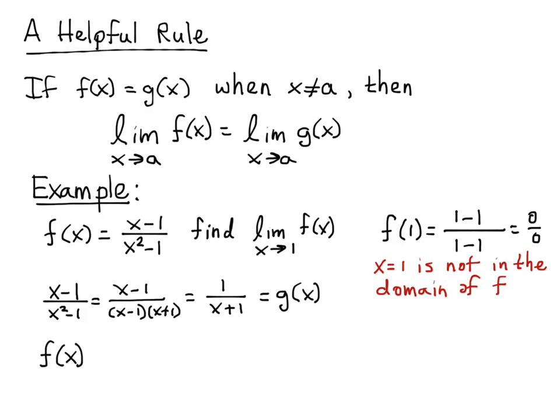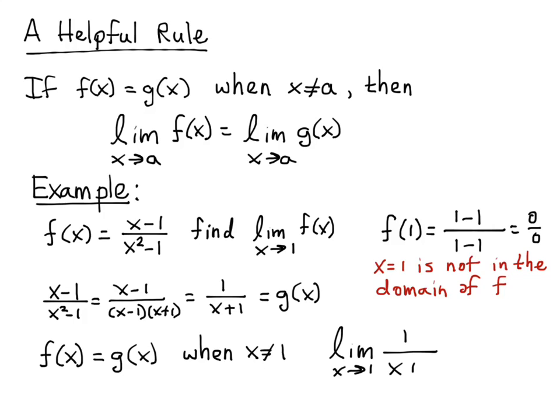And so now what we can do is we can just take the limit of 1 over x plus 1 and say that's 1/2, and that tells us then that the limit of f of x as x goes to 1 is 1/2. Oops, sorry, that's too fast.